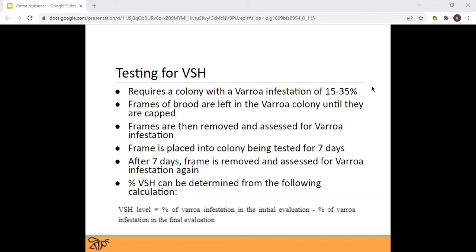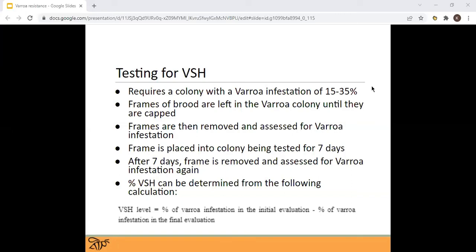Once you have this Varroa colony, you leave a frame in it until the queen lays brood, and you remove it just after it's capped. You do want to be removing capped brood to make sure that the Varroa mites had a chance to go into the cells and get stuck there effectively. When you take out that frame, you're going to uncap 50 to 100 cells per side of the frame to assess the initial Varroa infestation level. So you uncap the cell, you check if there's a Varroa mite in it and how many, if there's potentially more than one foundress. And from that, you can get a percent infestation level.